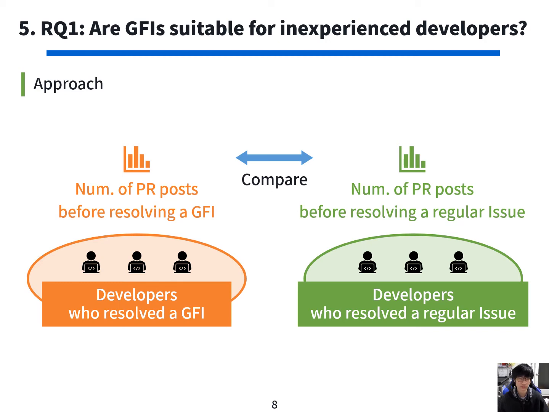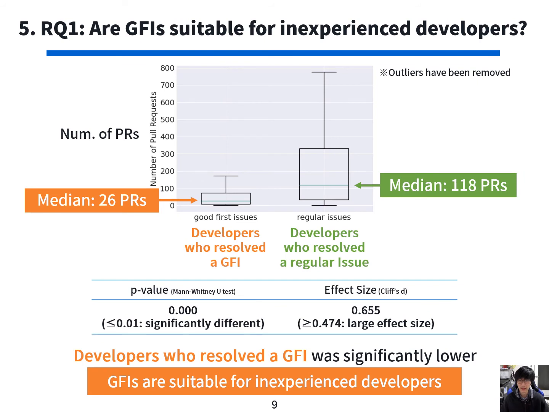The analysis result looks like this. The vertical axis of the box plot shows the number of pull requests posted by developers before resolving the issues. On the left are the developers who resolved a GFI. The median number of pull request posts was 26.